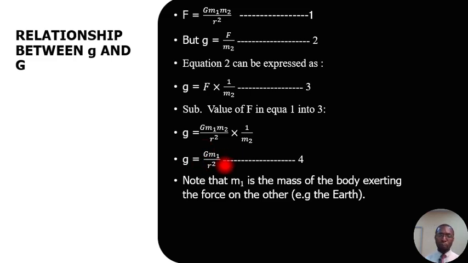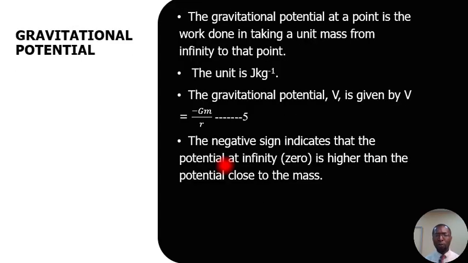So if you are told to show the relationship mathematically between acceleration due to gravity and universal gravitational constant, this is just how to go about it. All right. So that's it. Now, having said that, let's talk about another concept again, and that is known as gravitational potential.